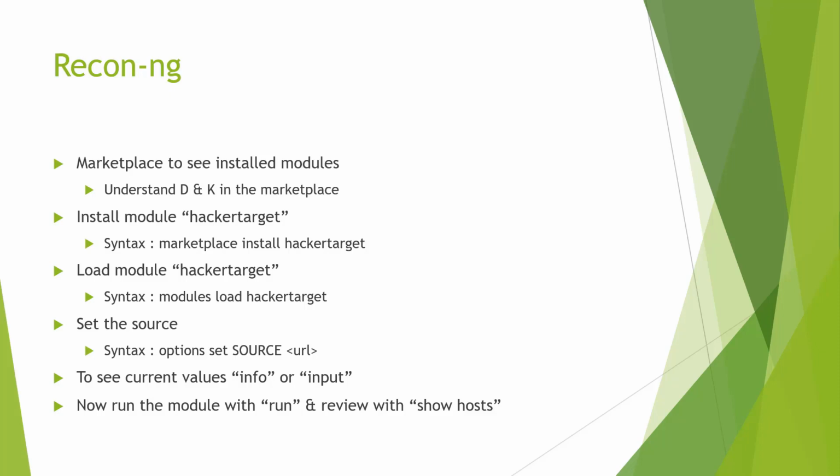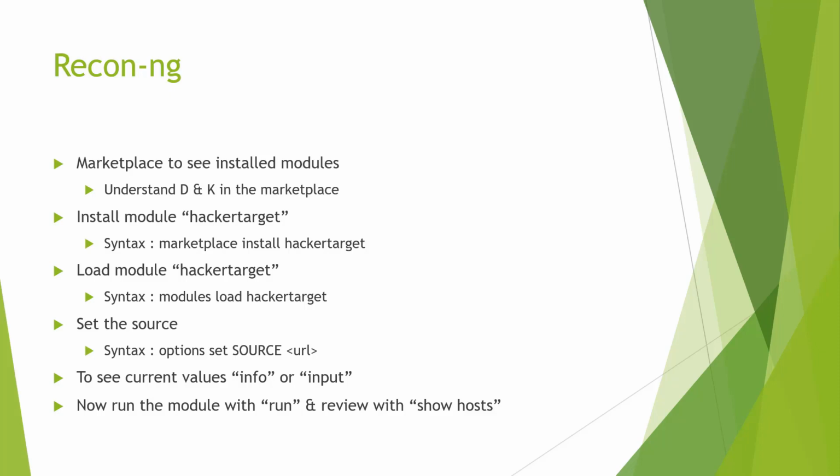So first thing we have to do is look at a marketplace. This is where we can see installed modules. We need to be able to understand what the D's and K's are, which I'll explain when we go through our example. We're going to be installing a module for Hacker Target. We'll do that by typing marketplace install Hacker Target. We're going to load that module by typing modules load Hacker Target.